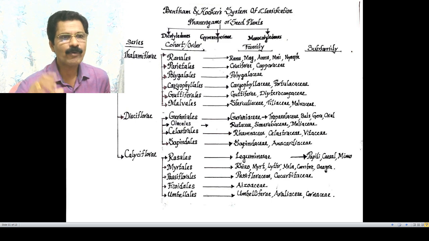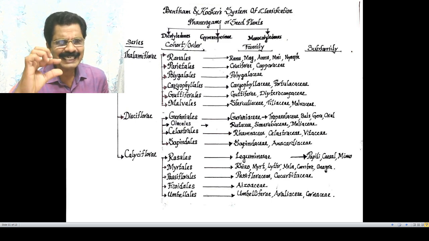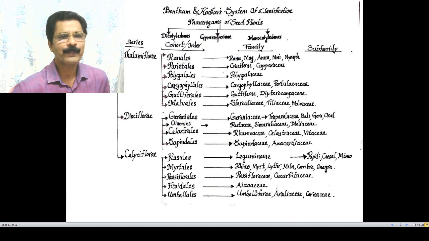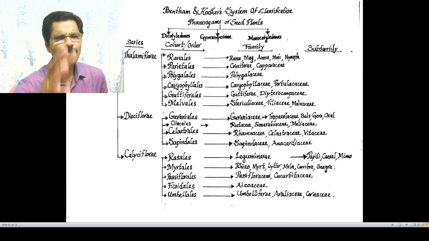Series Disciflorae. You can see a distinct disc just above the thalamus and the base of the pistil or gynoecium. This Disciflorae has four orders or cohorts.